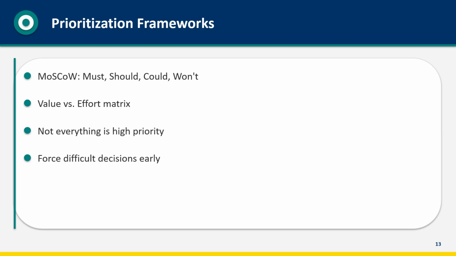Not all requirements are equally important. Prioritization frameworks help you make this explicit. MoSCoW categorizes requirements as must-have, should-have, could-have, or won't-have for this release. The value versus effort matrix plots requirements based on their business value and implementation effort, highlighting quick wins and long-term investments. The key is that not everything can be high priority. If everything is critical, nothing is critical. Use prioritization frameworks to force difficult decisions early when it's cheap to make them, rather than late when cutting scope is painful and visible.